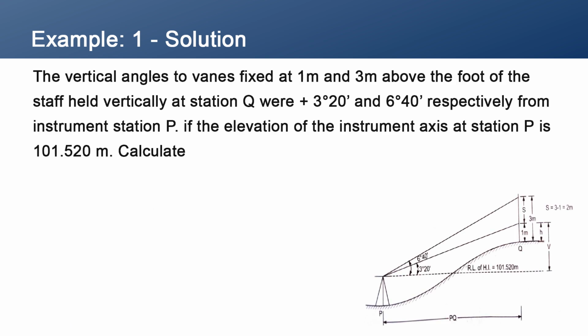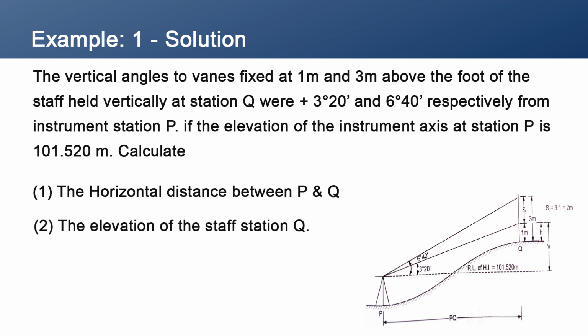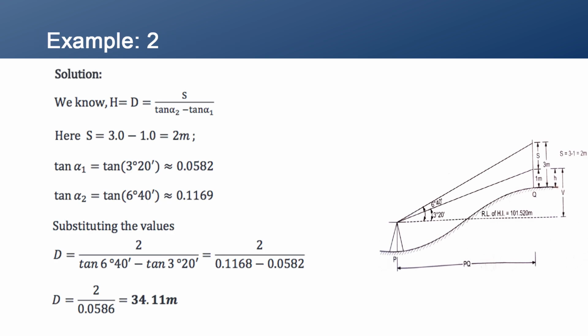The vertical angles to vanes fixed at 1 meter and 3 meter above the foot of the staff held vertically at station Q are plus 3 degree 20 minutes and 6 degree 40 minutes respectively from the instrument station P. If the elevation of the instrument axis at station P is 101.520 meter, calculate the horizontal distance between P and Q and the elevation of the staff station Q. Let us see the solution.